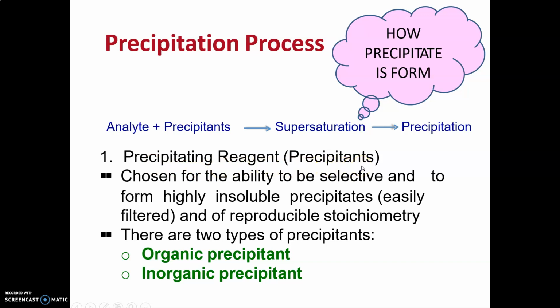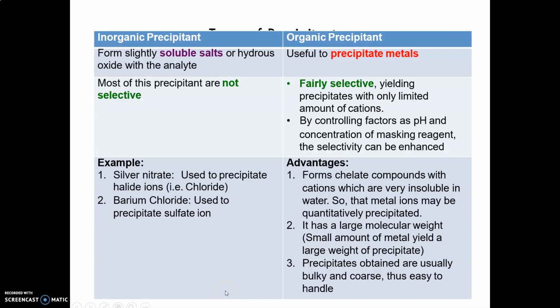So what is a precipitating reagent or precipitant? It must be chosen for the ability to be selective and to form highly insoluble precipitates. Okay, and of reproducible stoichiometry. So they must have stoichiometry. If you don't have stoichiometry, then no reaction, no process occurs. And as I can share here, we have 2 types of precipitant, which are organic and inorganic. Okay, usually what you have learned, what has been asked in the question, is usually inorganic precipitants.